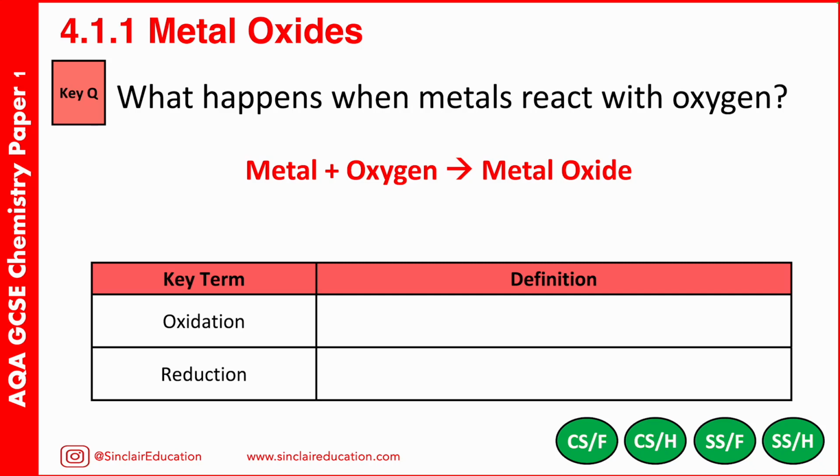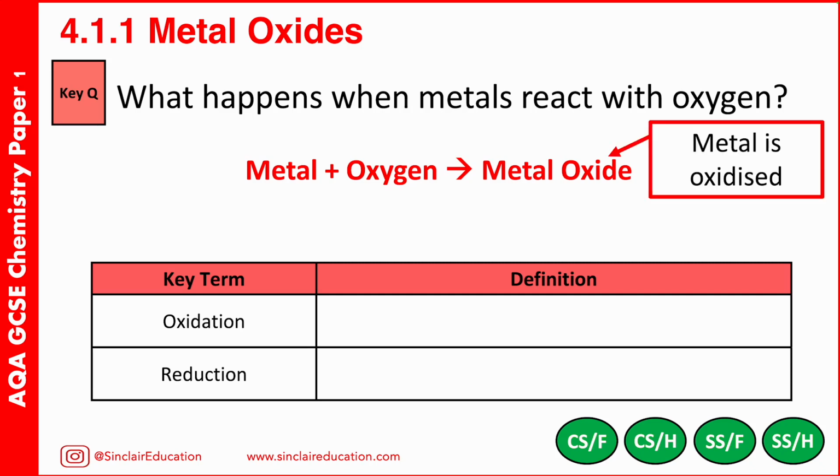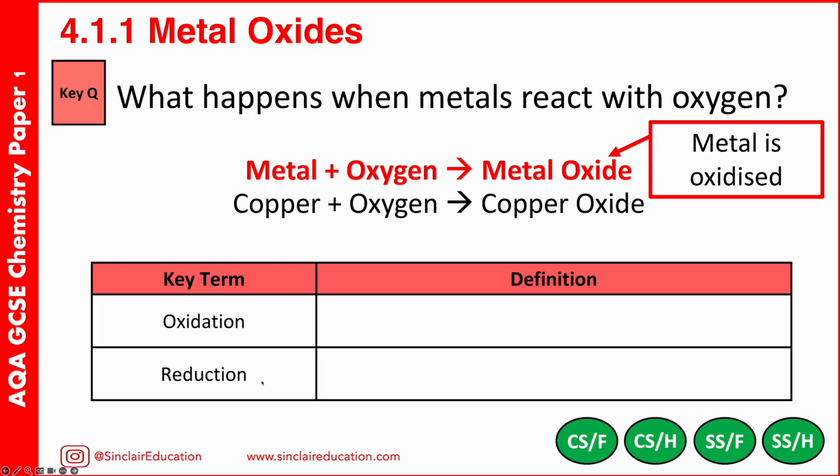Aluminium plus oxygen is going to make aluminium oxide. In this process, the metal is being oxidized because oxygen has been added on to the metal. We have two types of reactions to be aware of. Oxidation in terms of oxygen is when oxygen is gained by a substance in a chemical reaction. So for example here, the metal is being oxidized. Oxygen is being added on.